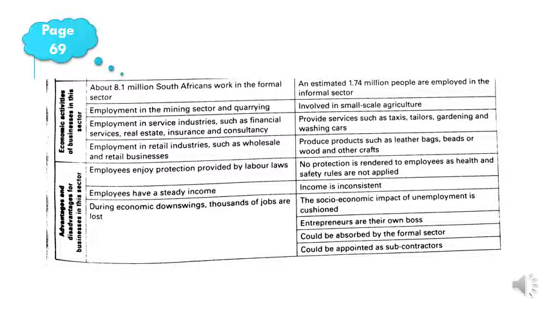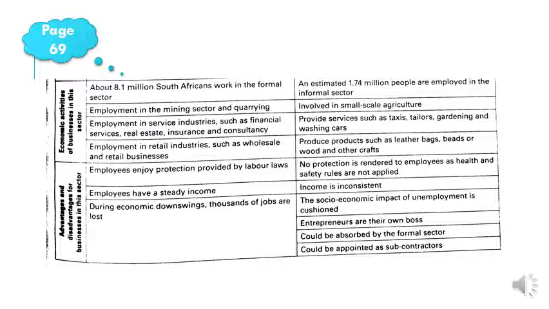Okay, now we look at the economic activities in the formal sector. About 8.1 million South Africans work in the formal sector. Employment in the mining sector and quarrying, employment in service industries such as financial services, real estate, insurance, and consultancy, employment in retail industries such as wholesale and retail businesses.